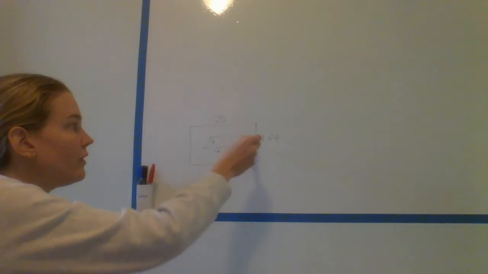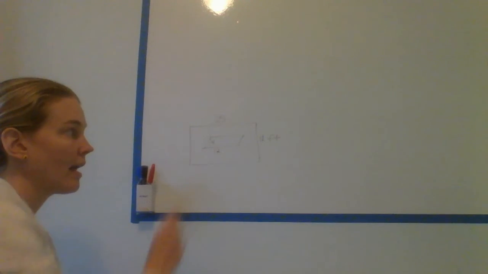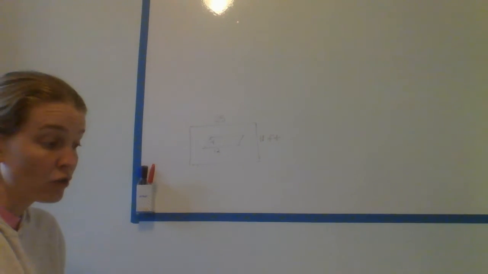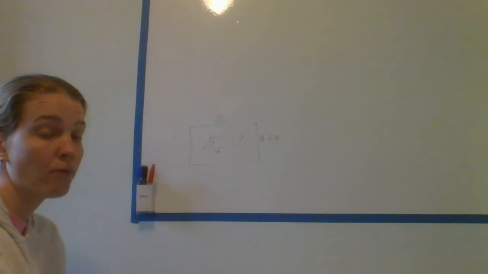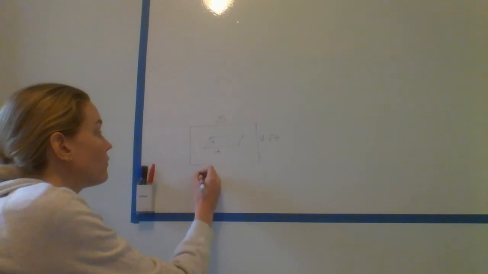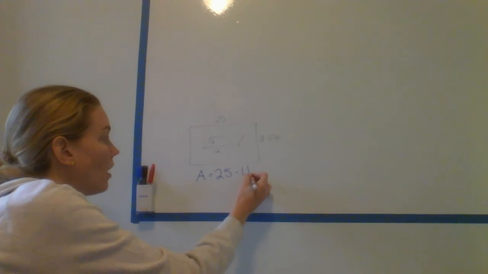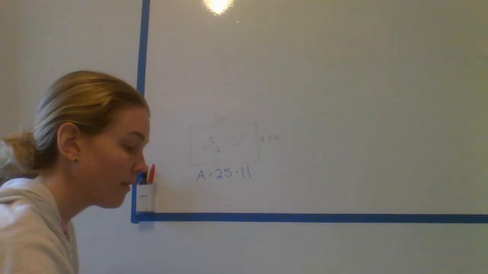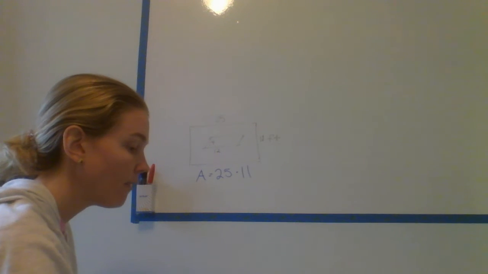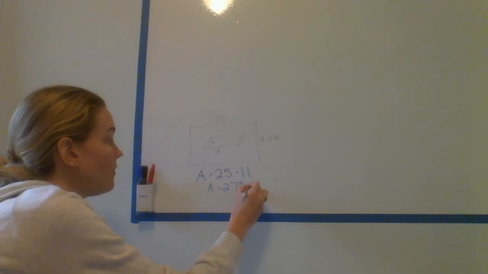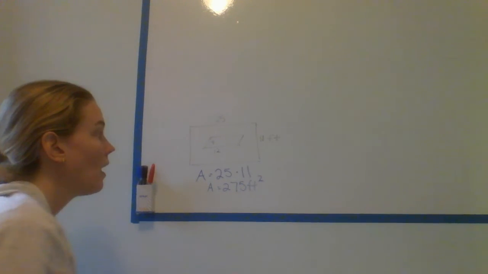So what you need to do is first find the area of this rectangle. Well, you say, how do I find the area of a rectangle? Area of a rectangle is just base times height as well. Same formula as parallelogram. So first you would do area equals 25 times 11, and again, you have calculators if you need them. So you do 25 times 11, which is area equals 275 feet squared.